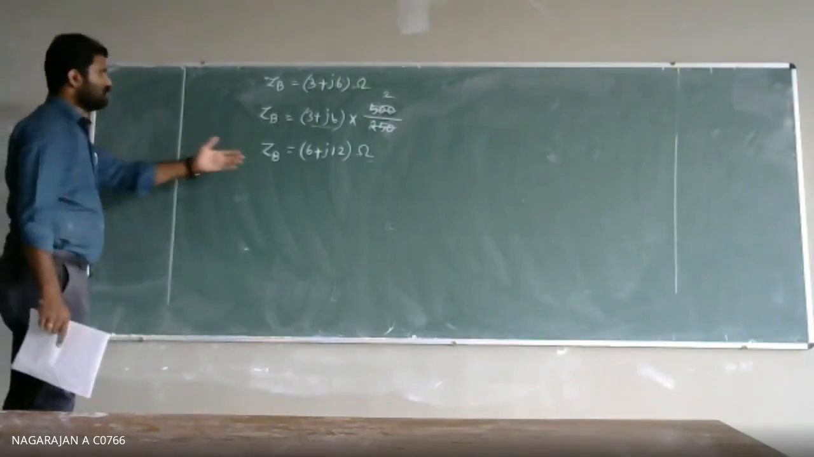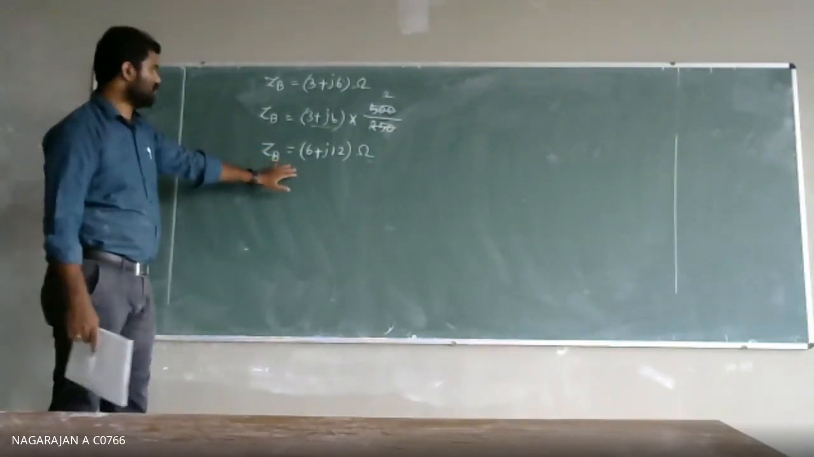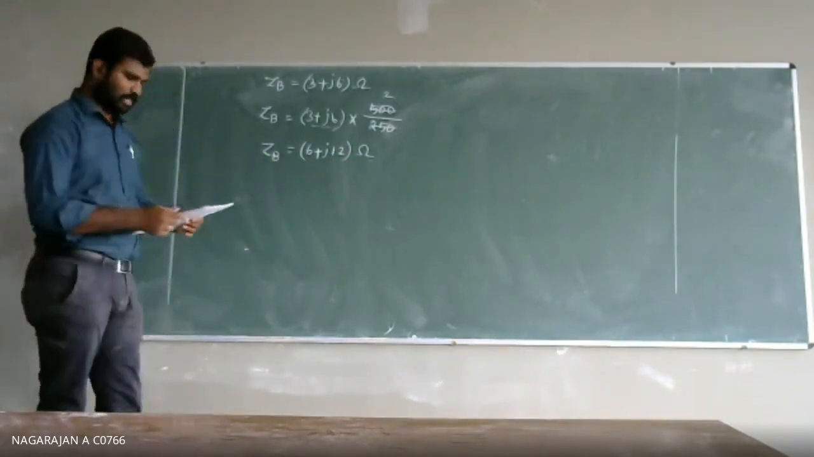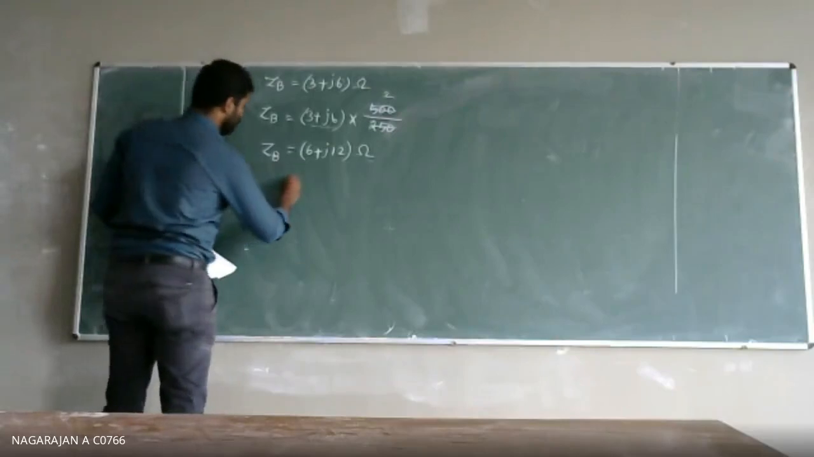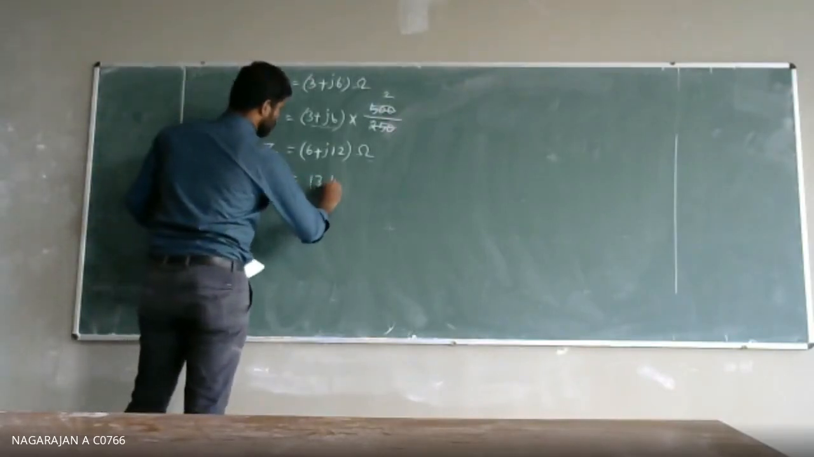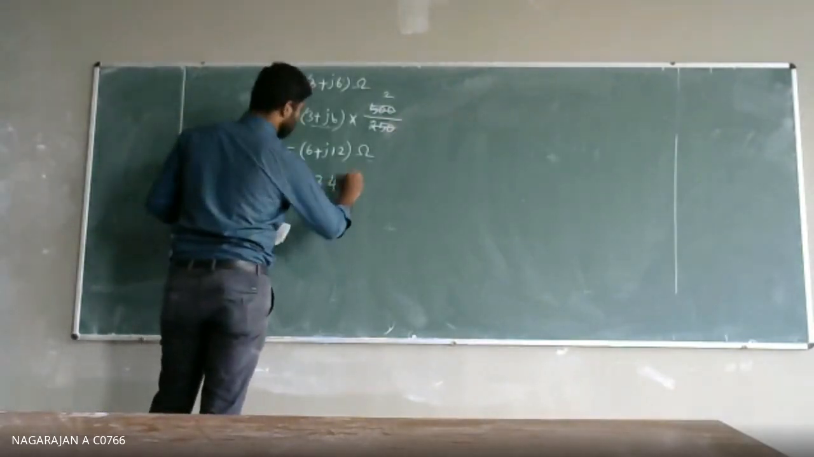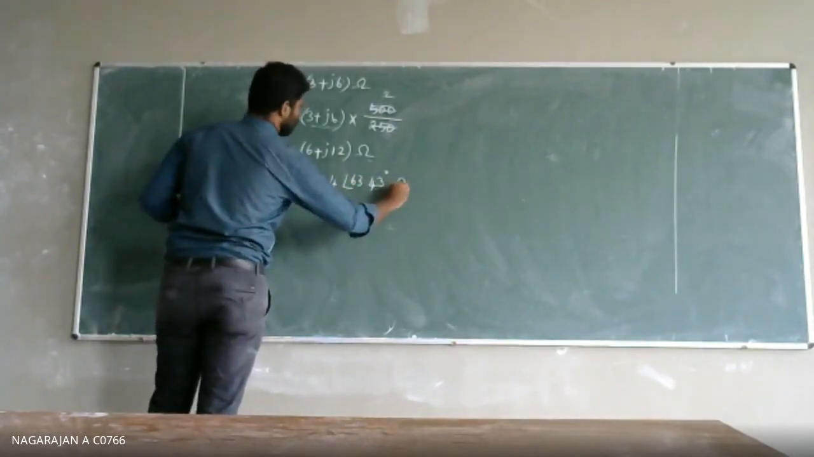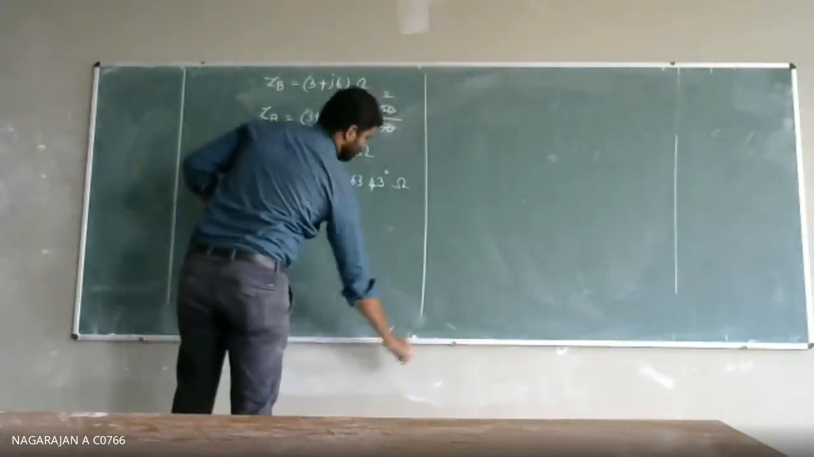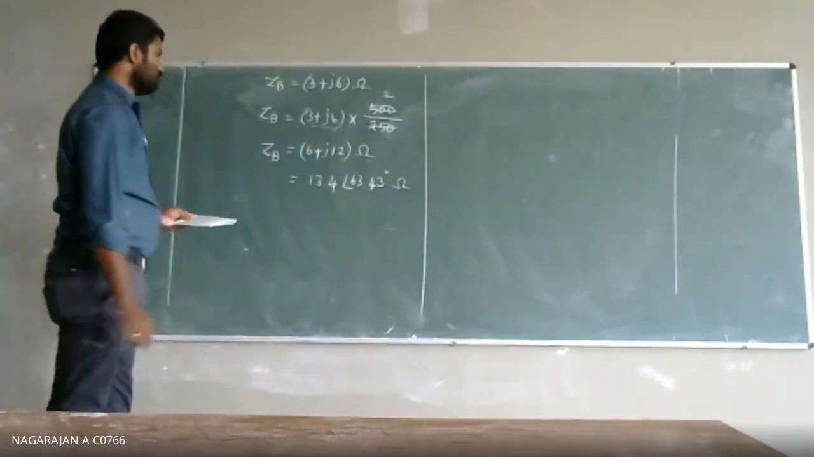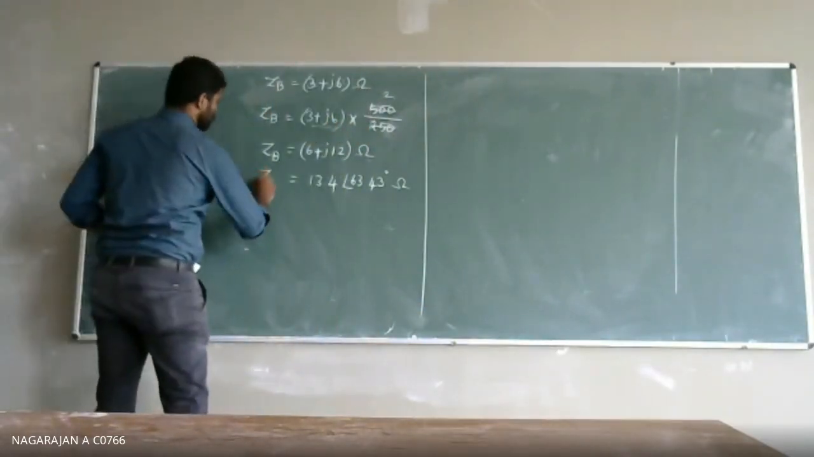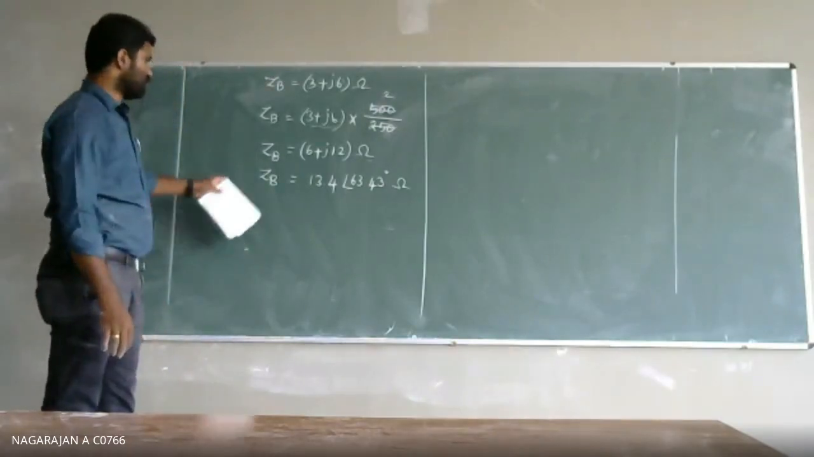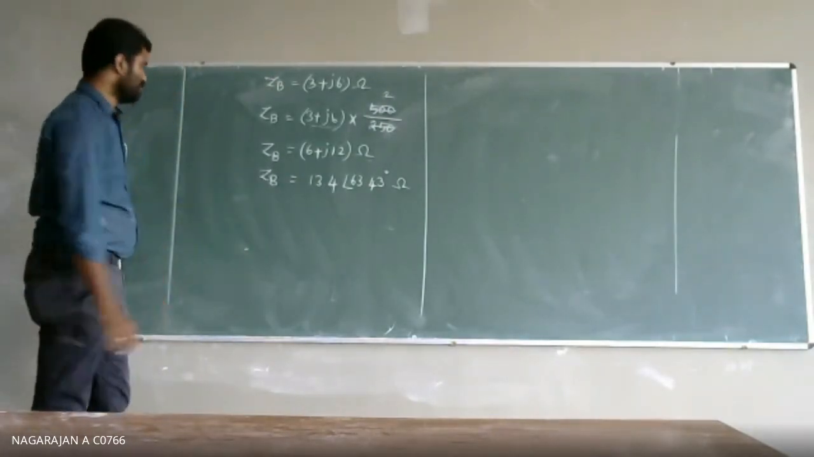So after converting this into polar form, what is the value? ZB equal to 6 plus j12 ohms. After converting this, we will be getting 13.4 with an angle 63.43 degrees ohms. The other steps are the same as in the previous problem.